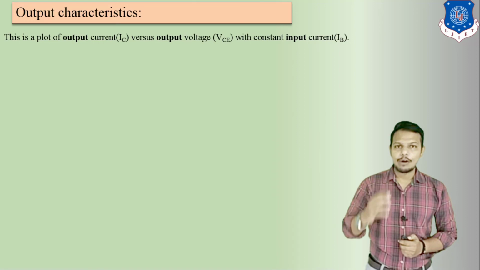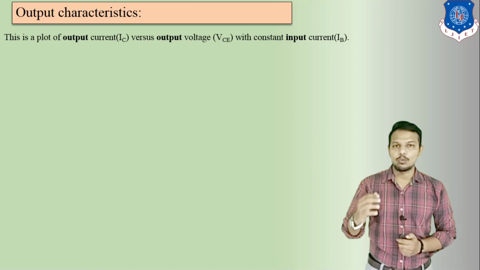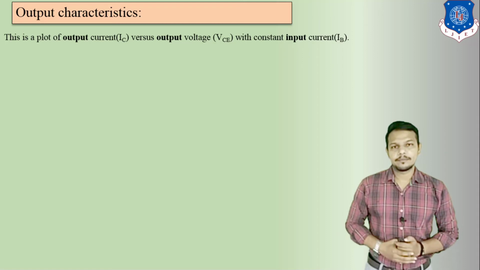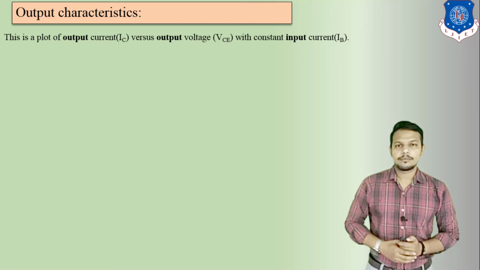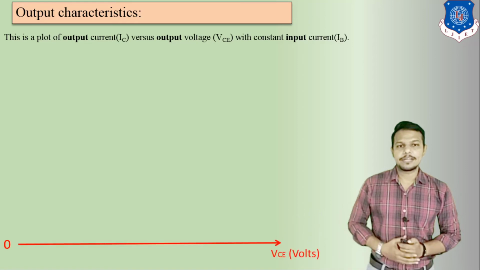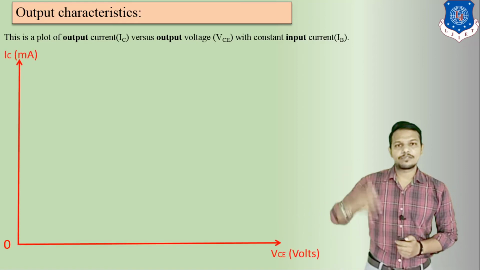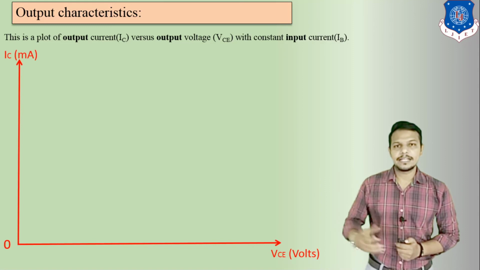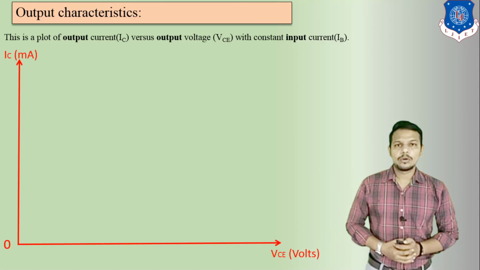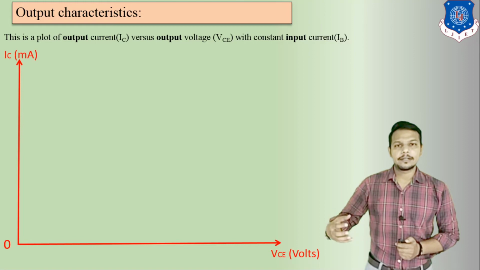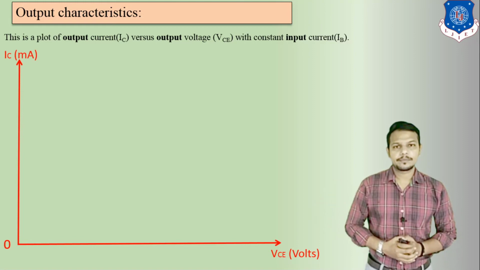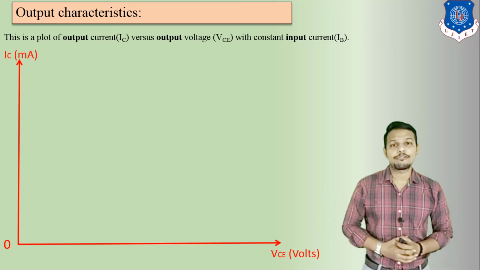This is the plot of output current IC versus output voltage VCE with input current IB. Here on the x-axis we can see VCE, which is in volts, and on the y-axis we can see IC, which is in milliampere. Now we are going to divide this characteristics into three parts. First one is the cutoff region. Now what is the cutoff region?